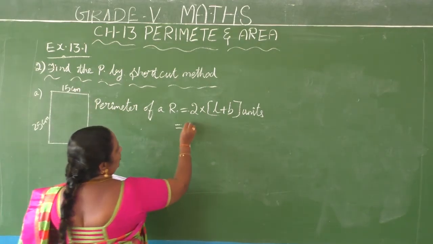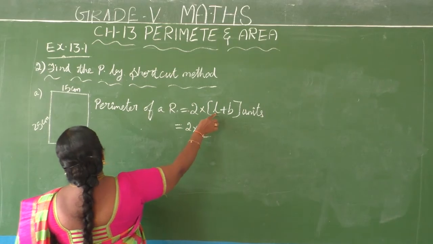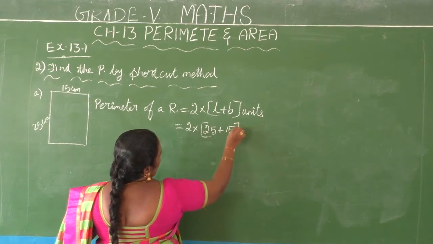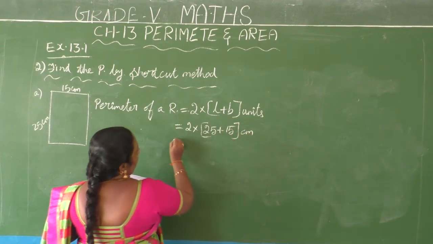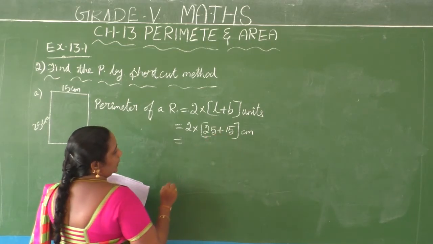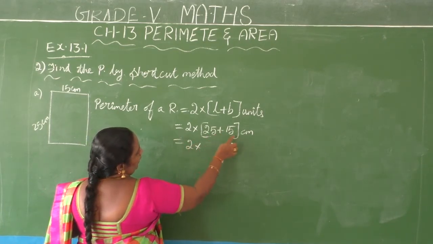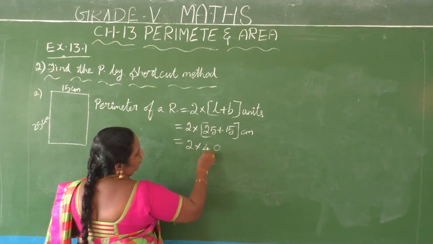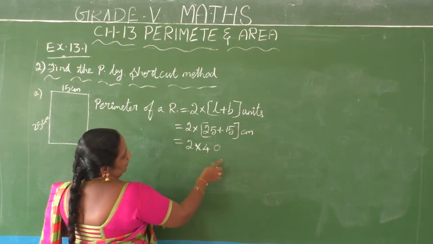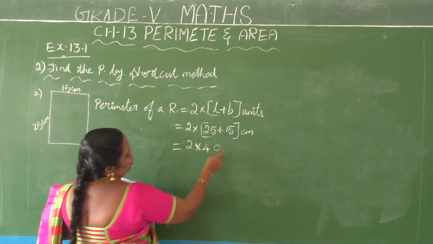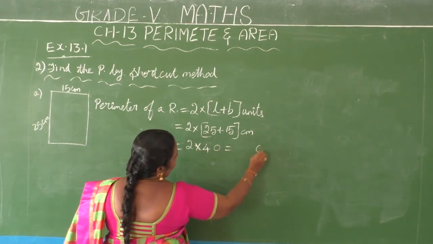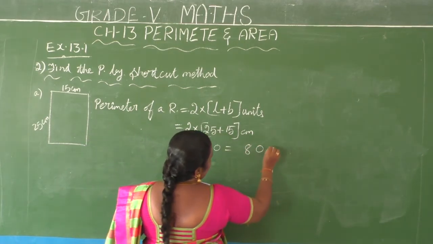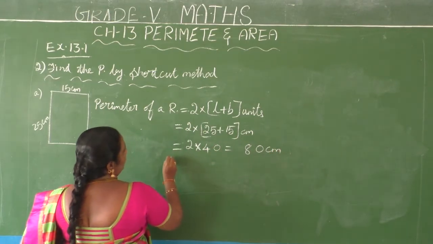Here they gave centimeter, no? That unit you can use. So what is the length? 25. Breadth, ma? 15. So the unit is centimeter. Okay. So first you add this length and breadth. 5 plus 5, 10, 0 and remaining 1, 2, 2 plus 2, 4. Then you have to multiply the total of length and breadth by 2. 2 zeros are 0, 2 fours are 8. So what is the perimeter? 80 centimeter.